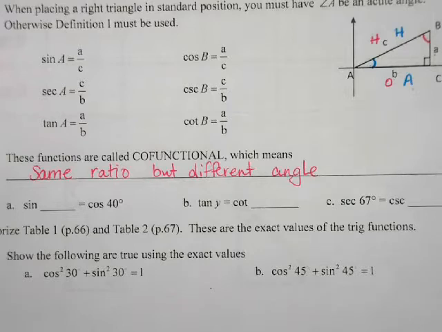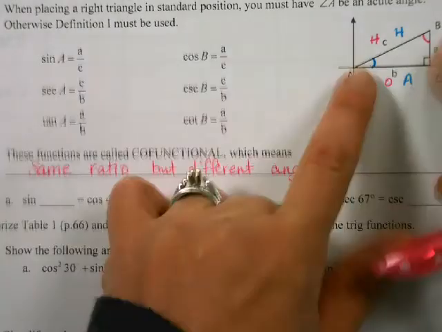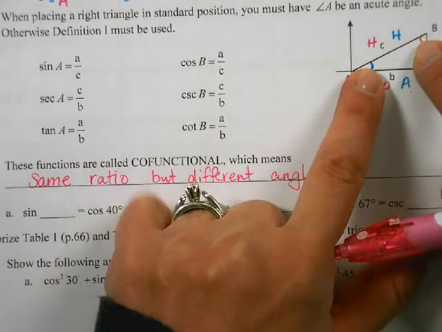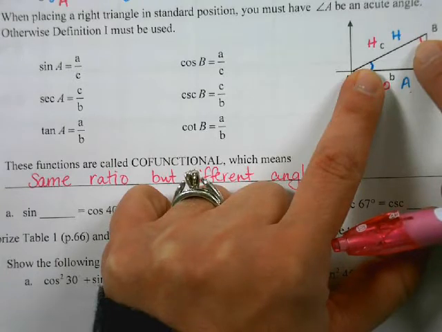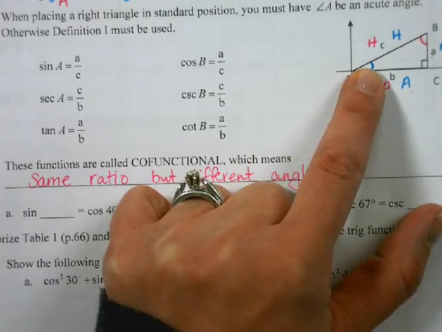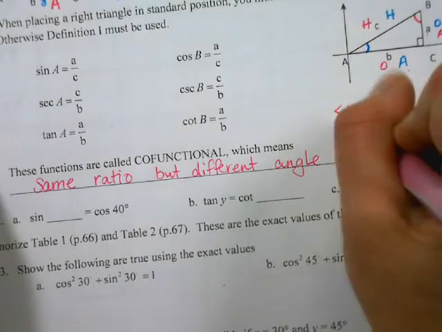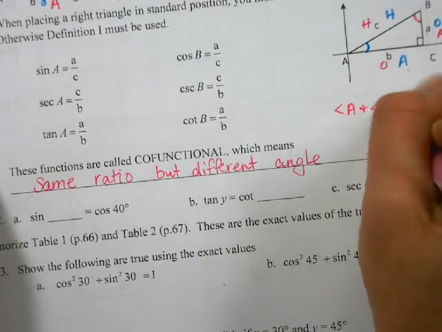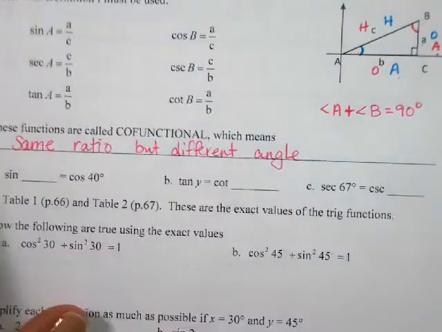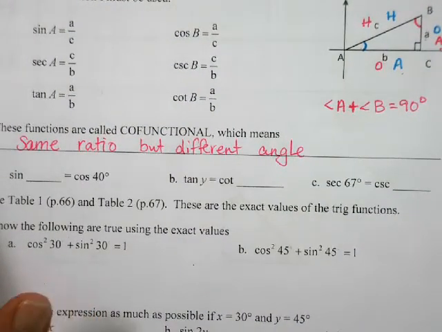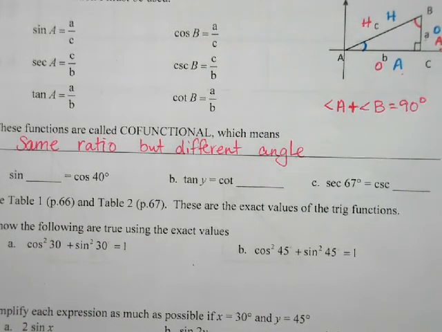All right, now let's talk about triangles again for a second. What do you know about all of the angles in a triangle? They add up to 180, right? And if we had a right triangle, what do you know about the two acute angles? They also add up to 90. So angle A plus angle B is always equal to 90 degrees, because angle C is already 90 degrees, right? So angle A and angle B are complementary.